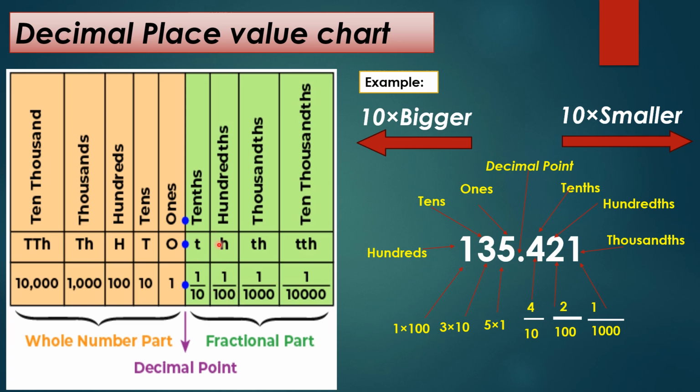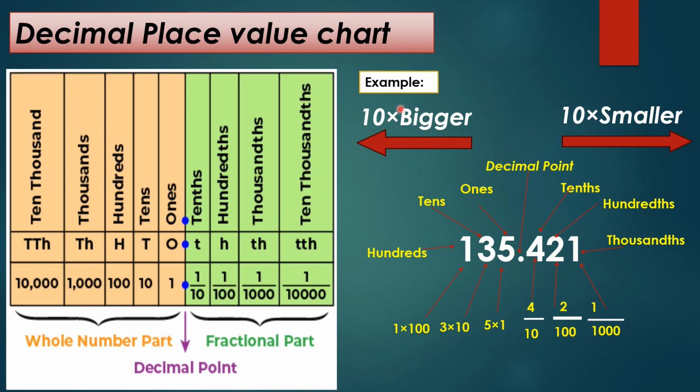As we move left, each position is 10 times bigger. 10s are 10 times bigger than ones. 100s are 10 times bigger than 10s and so on. As we move right, each position is 10 times smaller. It means on moving to the right of the ones place, we get a place 10 times smaller than ones. That is 1/10 or tenths, and that is written as 1 over 10 or 1 divided by 10. The second position is 1 upon 100 or 1 divided by 100 and it goes on.